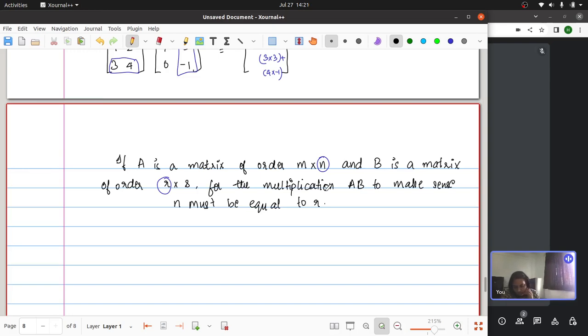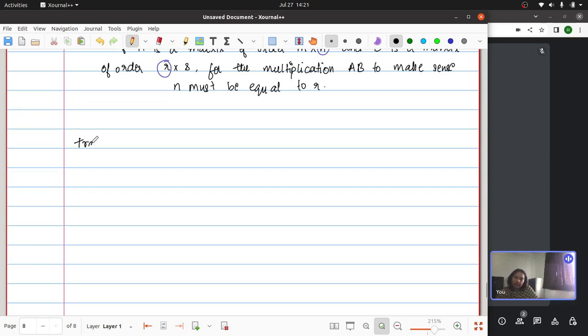So the second question says, let A be a matrix of order m cross n, B be a matrix of order r cross s, then the product AB is defined only if, and there are multiple options. So the right one would be n is equal to r. Okay.